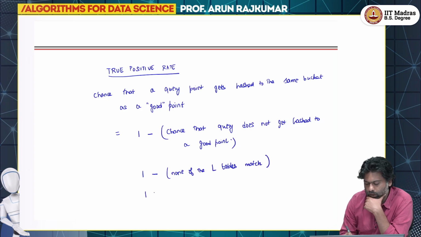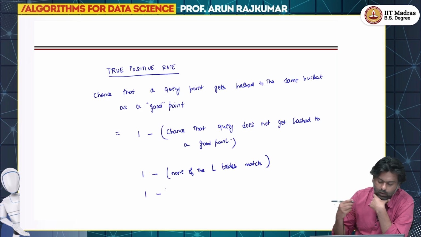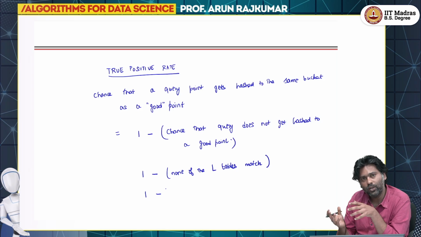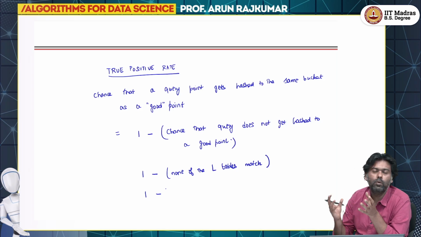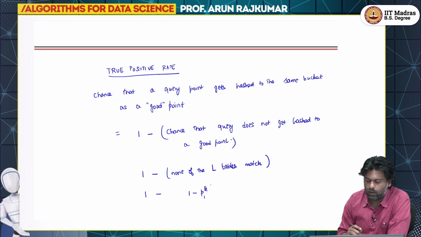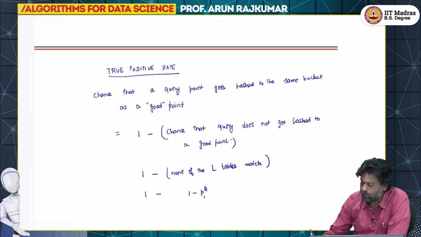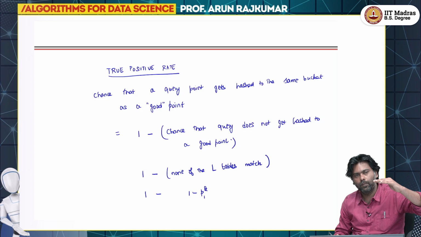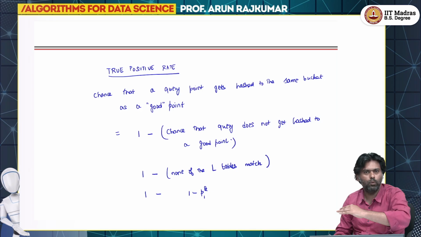So, what is the chance that none of the L tables match? Well, what is the chance that one of the L tables does not match, right. Well, what is the chance that it matches for a good point, we know is p1 power k, right. So, which means that 1 minus p1 power k, because we have repeated it k times, is the chance that, let us say the first g1 of x matches g1 of q.